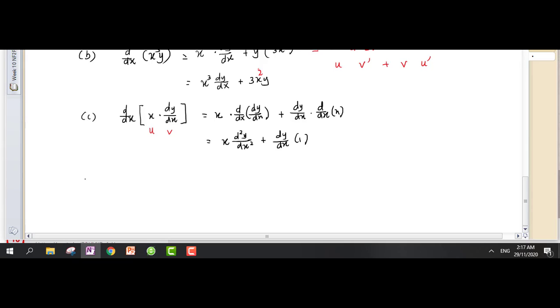Then how about question D? Find the derivative of ln xy. What are you going to do?